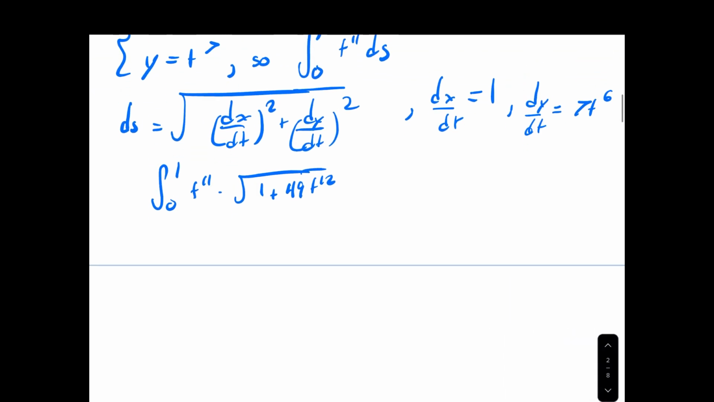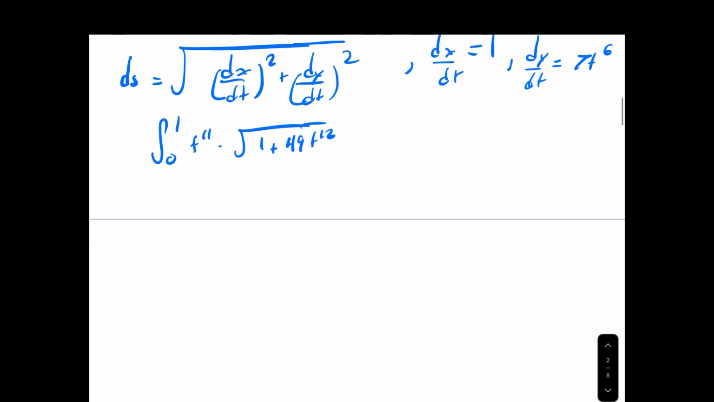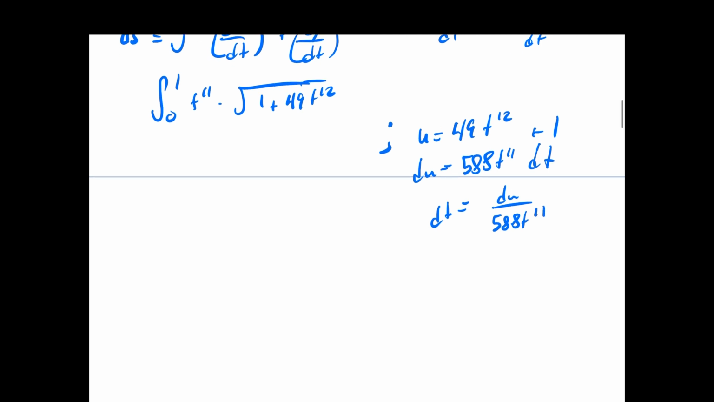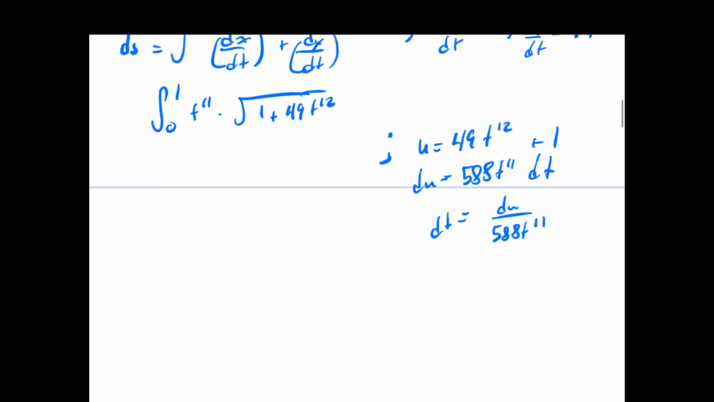Okay. So what we can get here is u equals 49t^12 plus 1, du equals 588t^11 dt, and dt equals du over 588t^11. Okay? And so we are going to get 1 over 588 the integral from 0 to 1. The t^11s will cancel out.